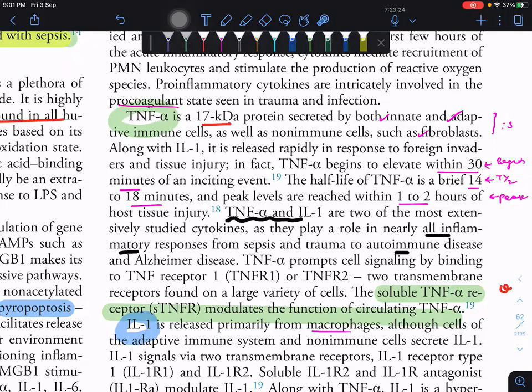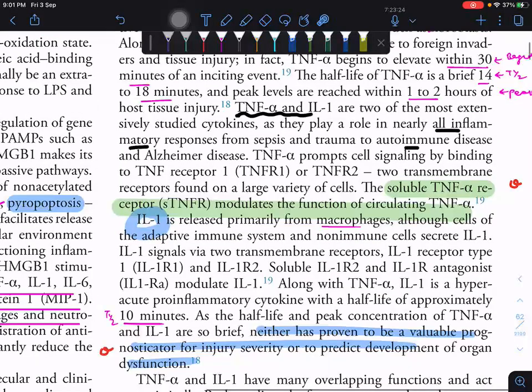Okay, and the half-life is half of this. 15 minutes, you remember, and it will come to the peak in 1 to 2 hours. They are telling that TNF-alpha and IL-1, these both are the main cytokines which we see nearly in all inflammation responses, from sepsis and trauma to autoimmune disease. If you don't know the answer for any cytokine, you can just directly go for TNF-alpha or IL-1. This may be the answer. That's why they're telling TNF-alpha and IL-1 are involved in nearly all the inflammatory processes.